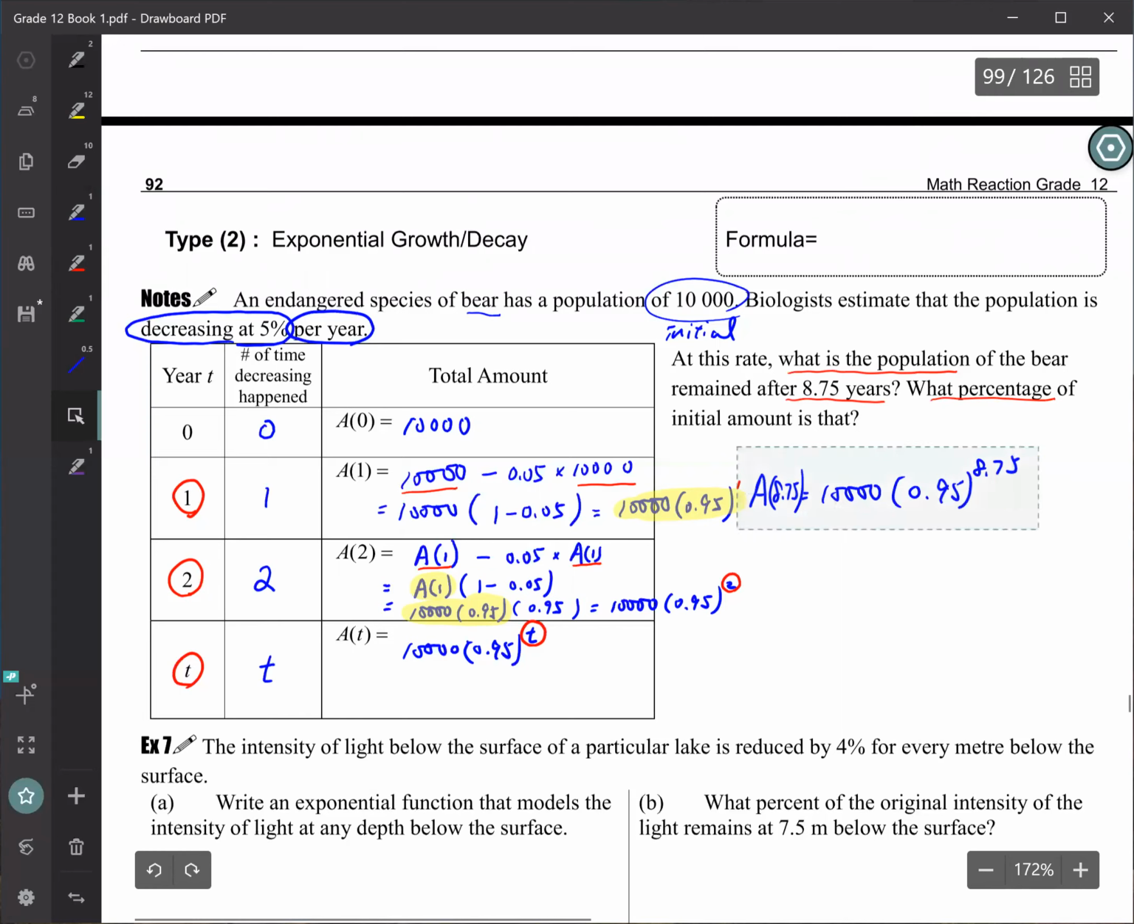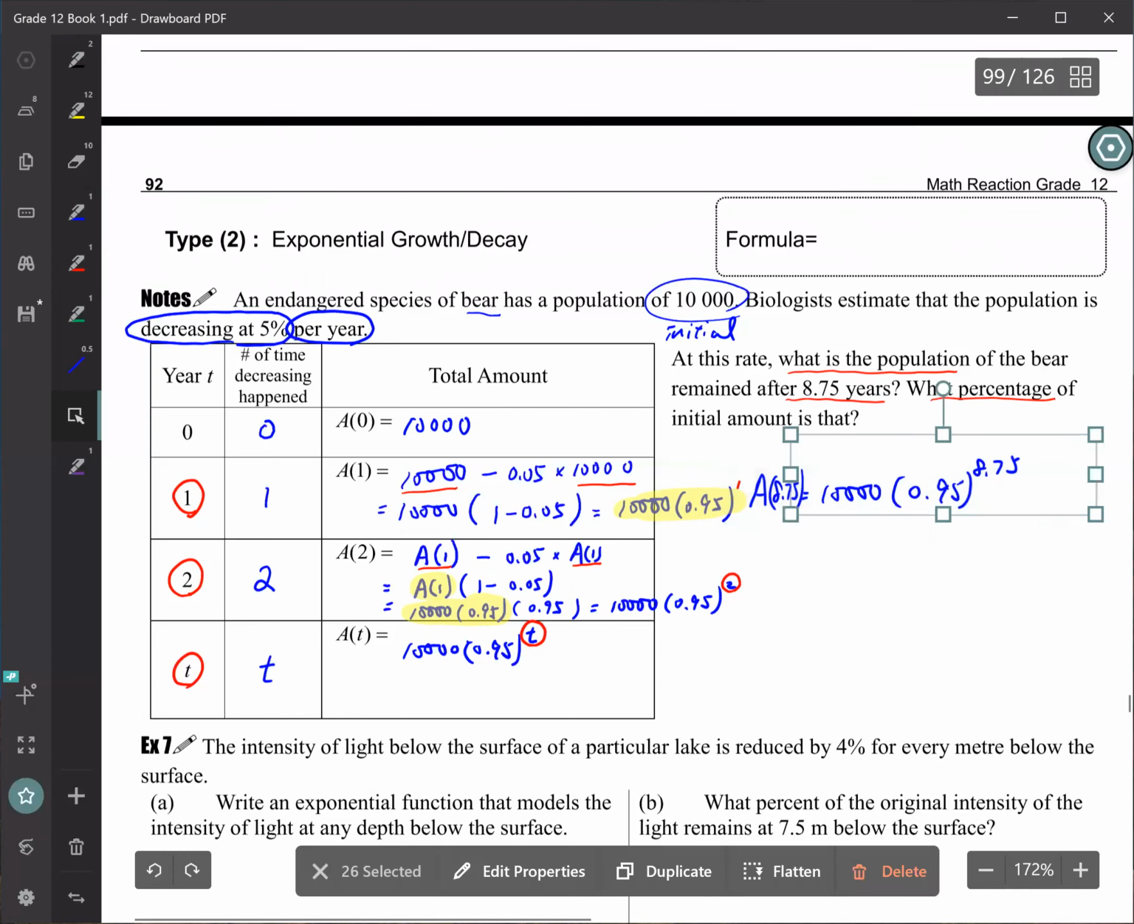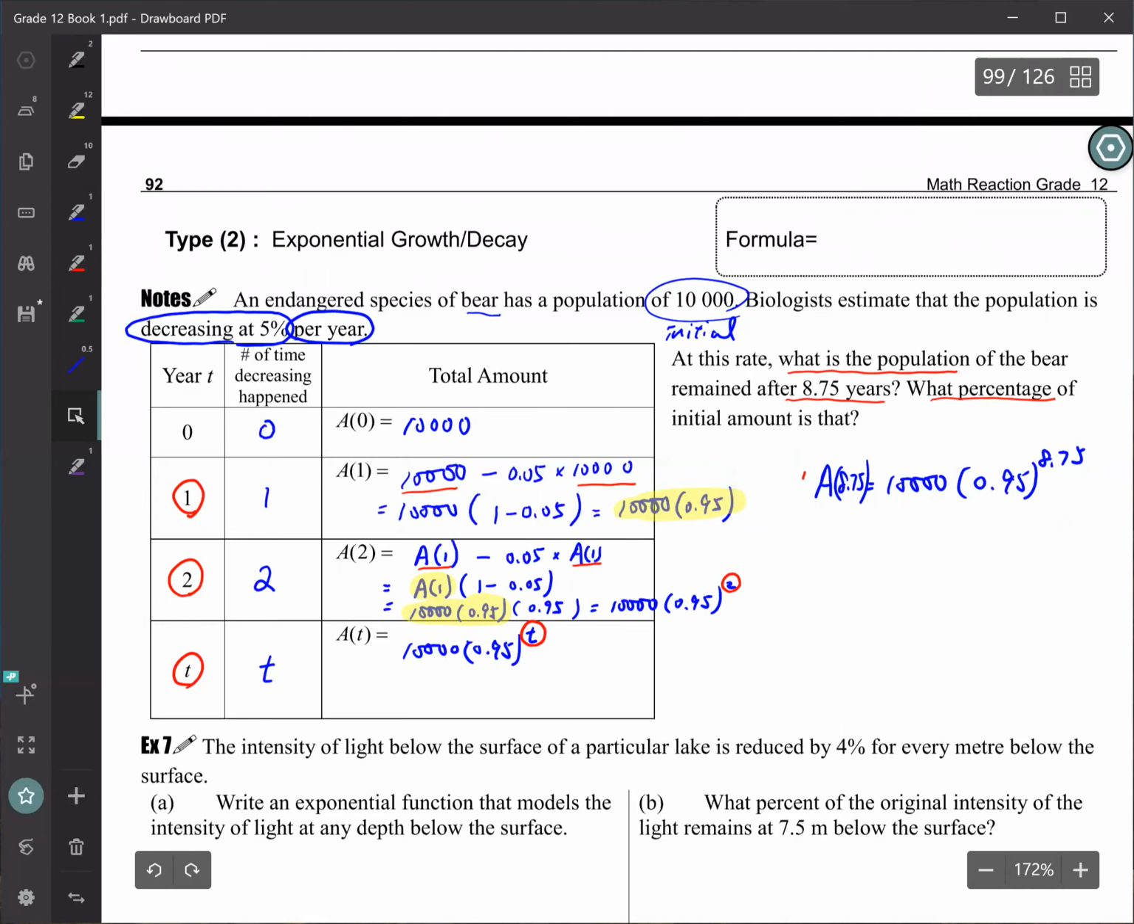Let's move this. Okay, please raise your hand if you get an answer. Okay, let's check the answer now. Okay, Ray, what do you have? 6383.83. Yeah. Okay, and this will be number of bears, right?